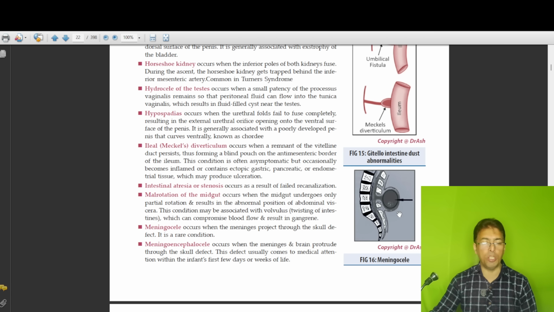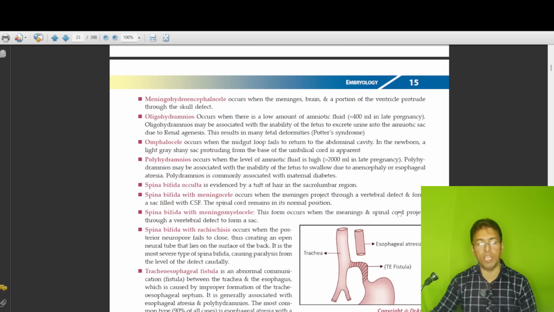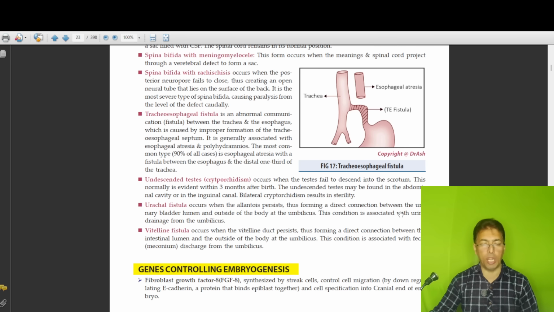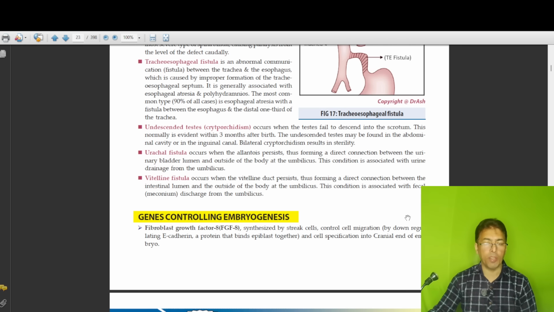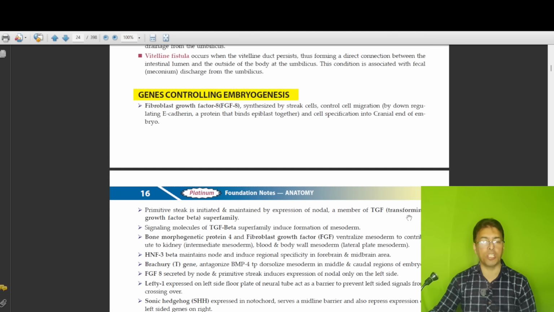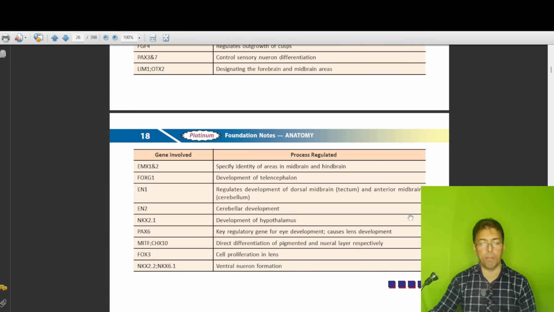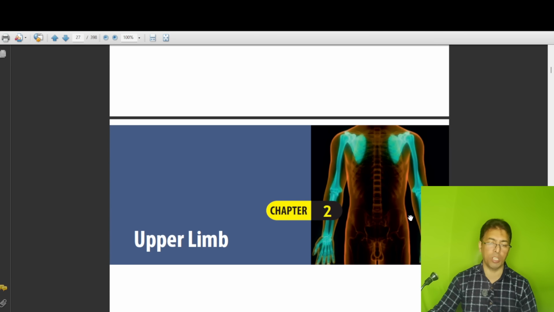You can see meningocele, which we have given in a very systematic manner, then tracheoesophageal fistula and various important deformities of the nervous system, spina bifida, and all the things important from an embryological perspective: omphalocele, gastroschisis, oligohydramnios, polyhydramnios, and cryptorchidism. In addition, we have given the latest topic, the genes controlling embryogenesis, in a very systematic manner, which is what is being asked now.